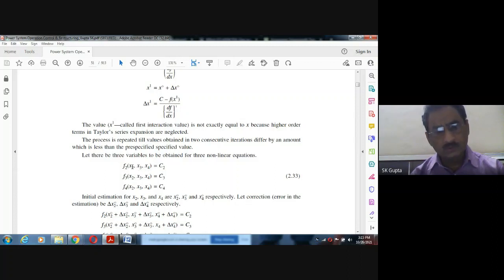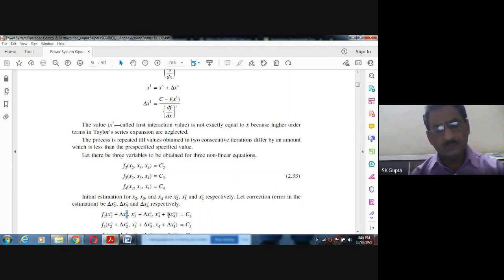Let x2 be x2 0, x3 be x3 0, and the value of x4 be x4 0. In estimating this, the correct value is x2, so x2 minus x2 0 is the error, and that error is represented as del x2. So adding the error to the estimated value, x2 is equal to x2 0 plus del x2 0, meaning estimated value plus error is the actual value.